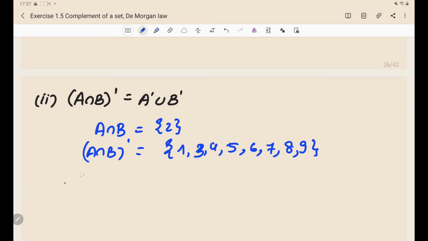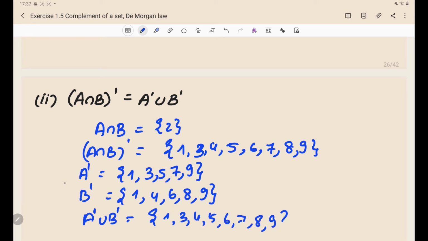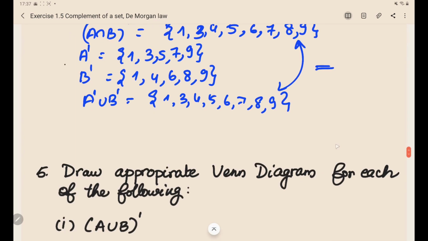Now A complement is what? 1, 3, 5, 7 and 9. Again, what is B complement? 1, 4, 6, 8 and 9. Now take the union of both these sets, A complement union B complement: 1, 3, 4, 5, 6, 7, 8 and 9. Are these sets the same? Yeah, they are equal. So hence again the second law of De Morgan's law is also verified using a set example. So that's for the fourth problem.